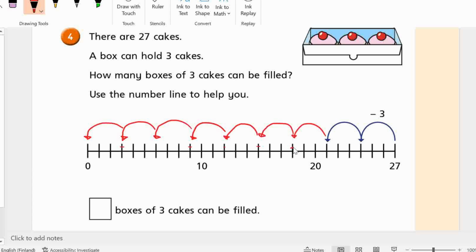Okay, so how many times did we skip backwards? 9 times, right, so we need 9 boxes. Good.